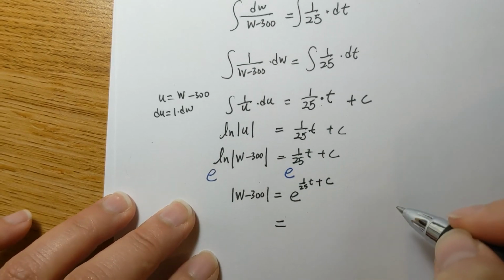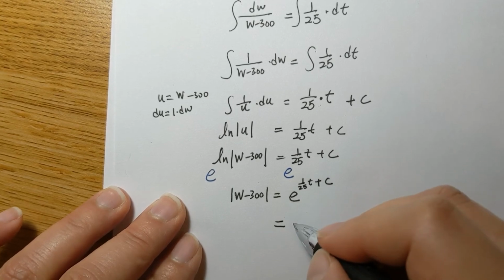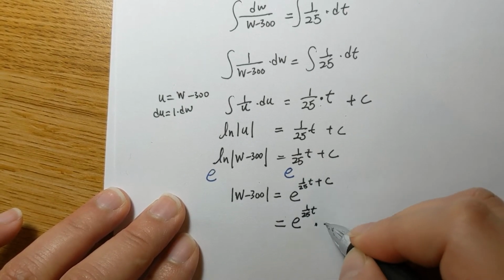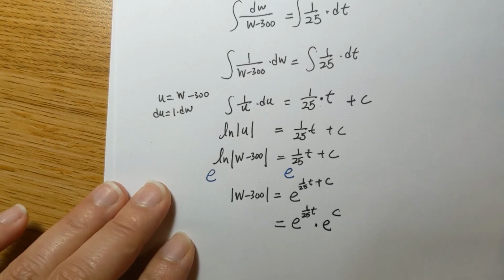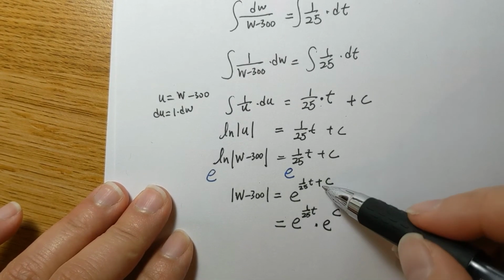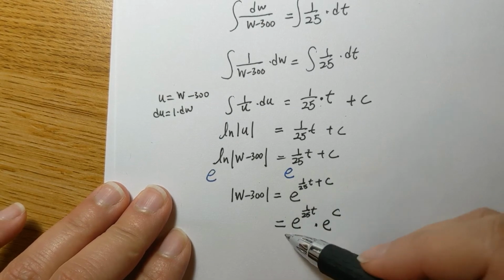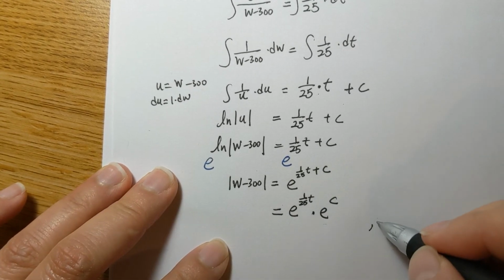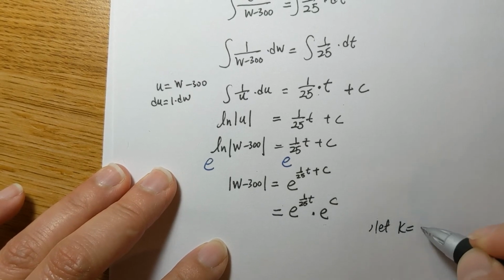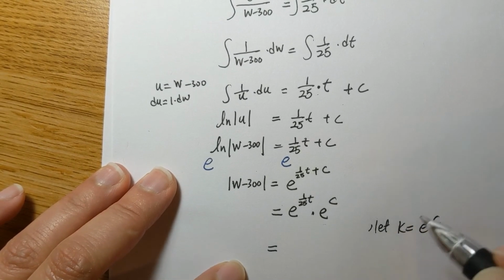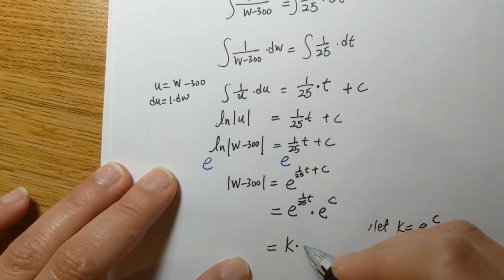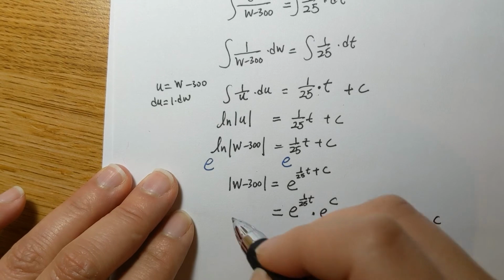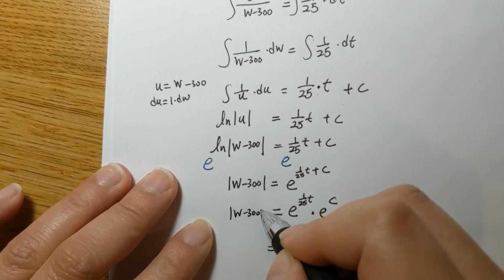So now I'm going to focus on the right side. I'm going to rewrite it as e to the 1/25 t times e to the c. Okay, addition, you go back to the same thing with multiplication. So I'm going to let k equal e to the c. So I'm going to get k times e to the 1/25 t. The left side stays the same.